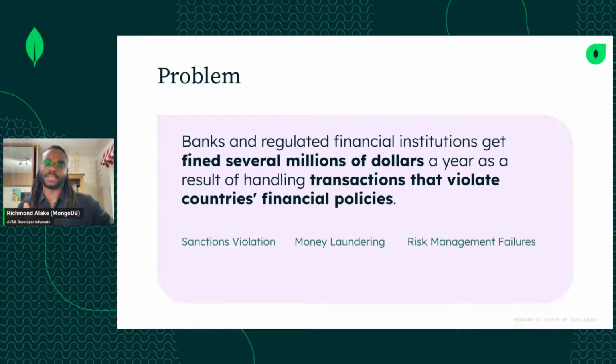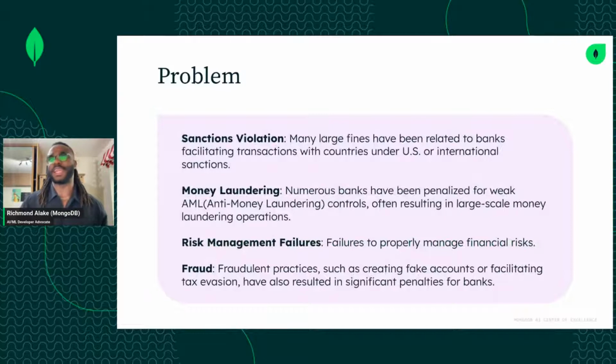The problem we're trying to solve is that a lot of banks around the world get fined several millions of dollars, pounds, whatever currency in your country. These fines are a result of mishandling of transactions that violate certain policies. Some of these fines are results of sanction violation, money laundering, risk management failures, or just fraud. Sanction violation essentially means you're handling a transaction that a country does not want to allow.